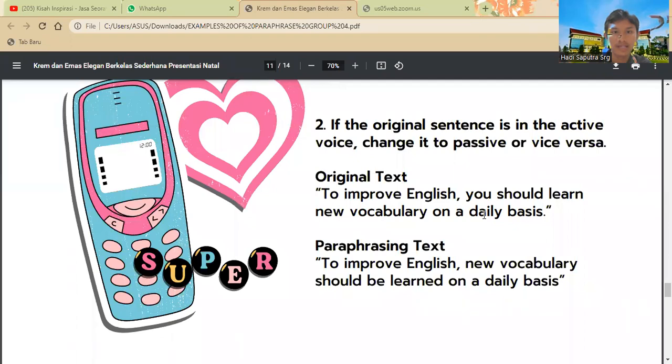The second is, if the original sentence is in the active voice, change it to passive or vice versa. Example of the original text: To improve English, you should learn new vocabulary on a daily basis. And here's the example of the text after paraphrasing: To improve English, new vocabulary should be learned on a daily basis. Thank you. Back to moderator.